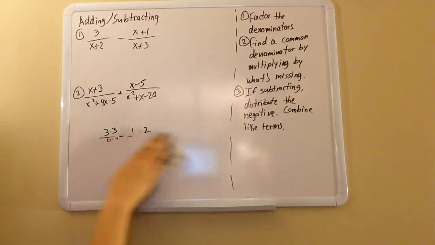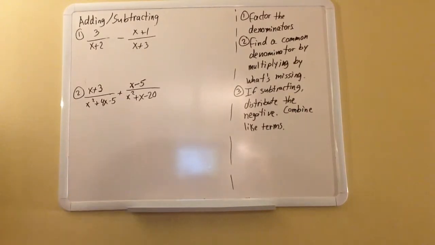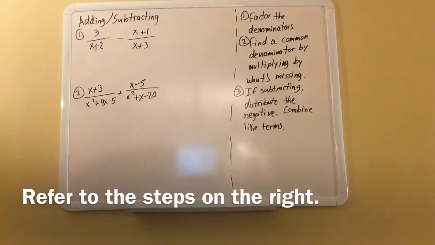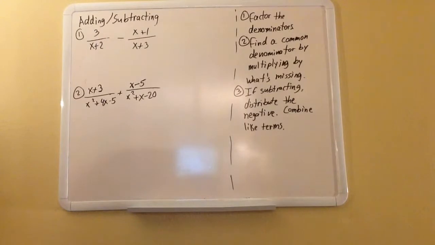So if you look, our first step is to factor the denominators. The second step is to find a common denominator by multiplying by what's missing. And if you're subtracting, you want to distribute the negative. Regardless of whether you're subtracting or adding, you will combine like terms. So let's look at this first problem here.